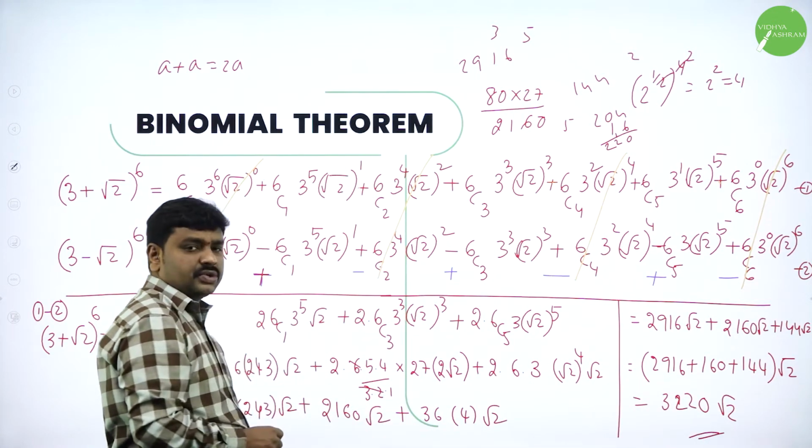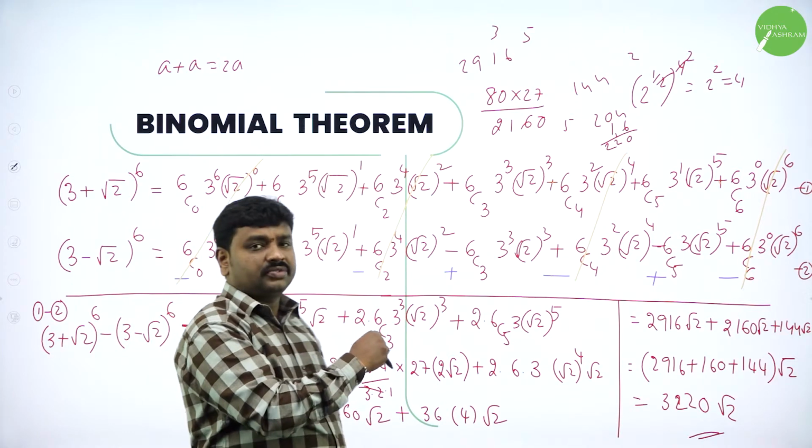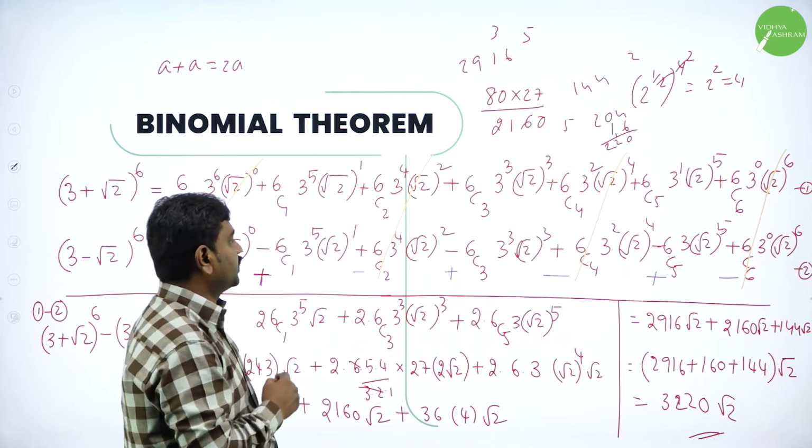Here, after your expansion using binomial theorem, cancelling the opposite terms, when you subtract, the sign changes. That is important.